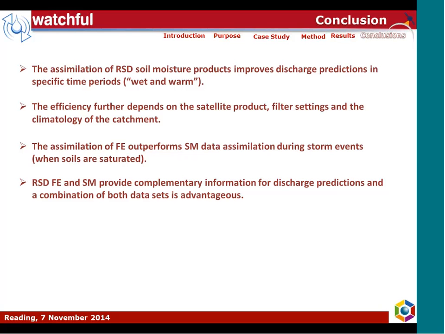Concerning the assimilation of flood extent, we could see that, as expected or hypothesized at the beginning, flood extent data assimilation outperforms soil moisture data assimilation during the storm event, but it doesn't when soils are saturated and soil moisture is not giving us useful information. So the idea here is that they provide really complementary information that can be used for discharge predictions.